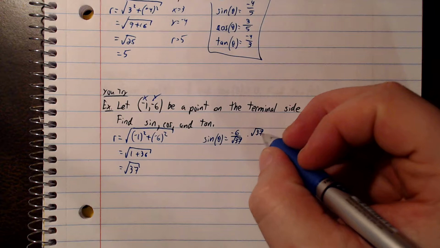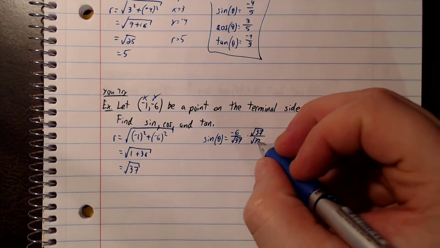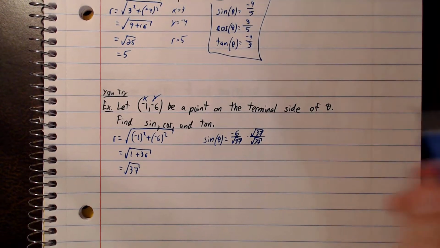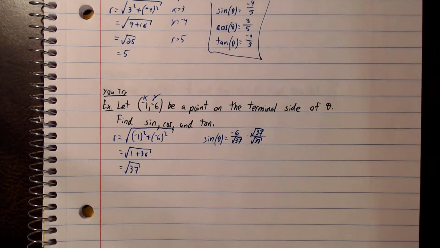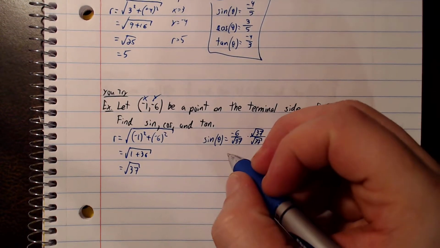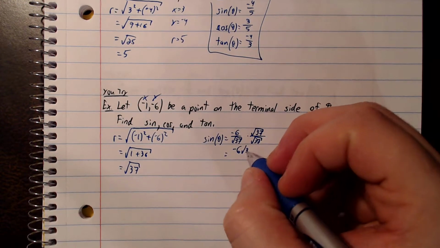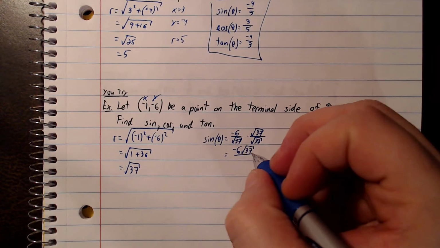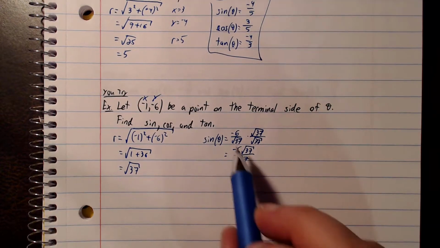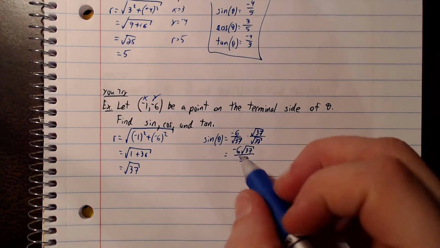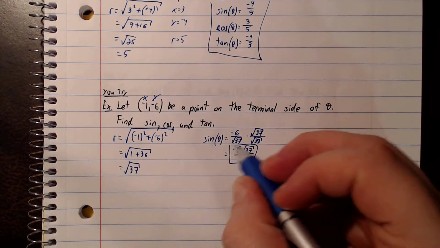Our fancy 1 is root 37 over root 37. That gives us root 37 squared. Those cancel out, right? And we're left with negative 6 times the square root of 37 over 37. If those simplified, we would, but they don't. So this is good enough for sine theta.